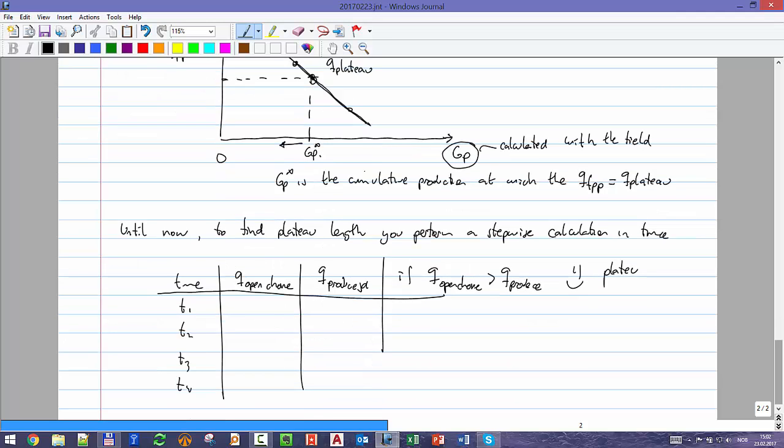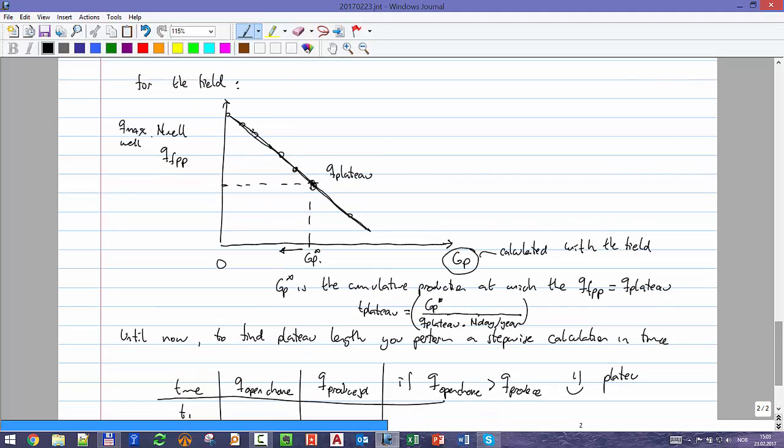Now, the duration of the plateau, how do I calculate it? GP star divided by Q plateau. But I'm missing some units, right? I have to multiply times the number of days in the year. And that's how I find the end of the plateau, exactly when I find the cumulative production at which my plateau rate is equal to the potential.